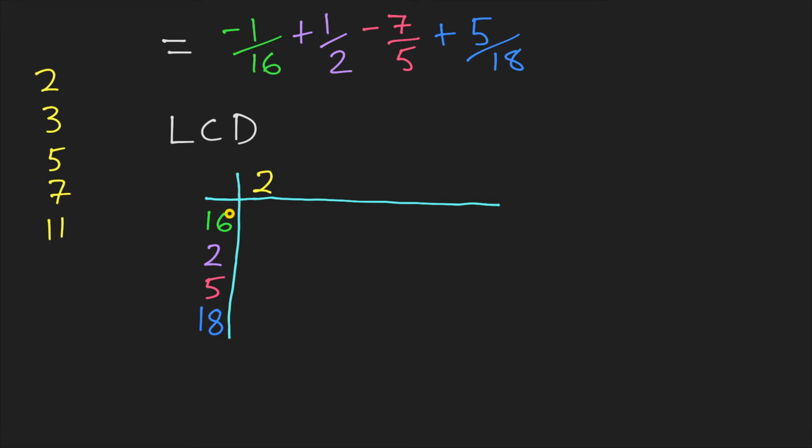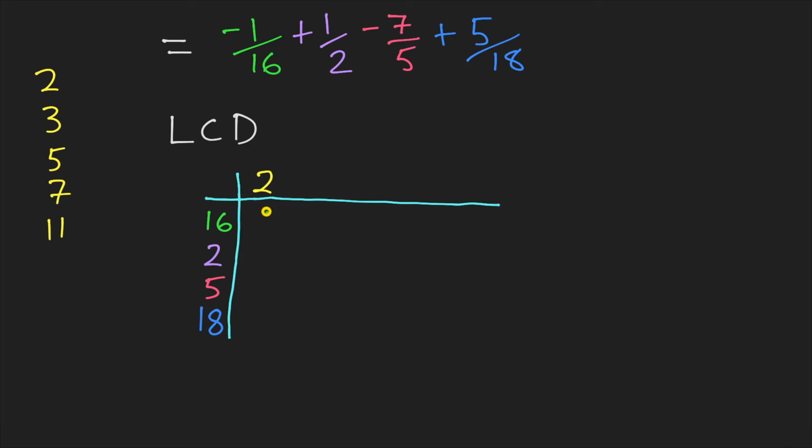Now, under the 2, for every denominator, if that denominator is divisible by 2, write the result of that denominator divided by 2. And if that denominator is not divisible by 2, just go ahead and copy that denominator over. So let me show you how that works. 16 is divisible by 2, and 16 divided by 2 is equal to 8.